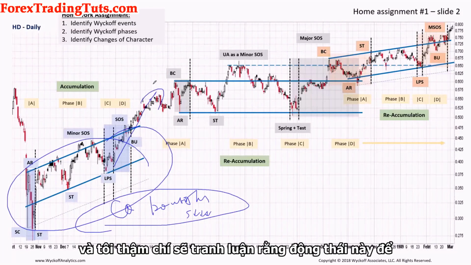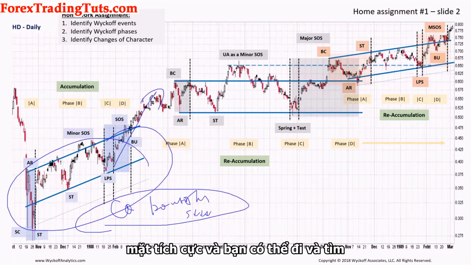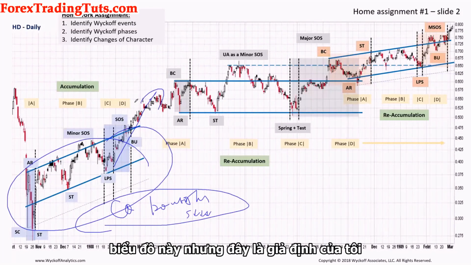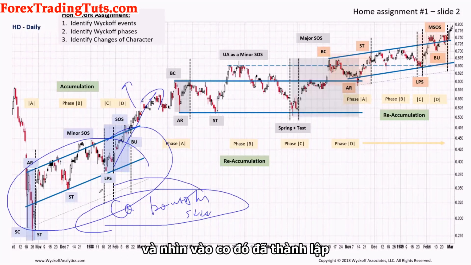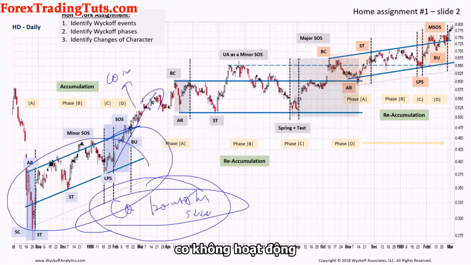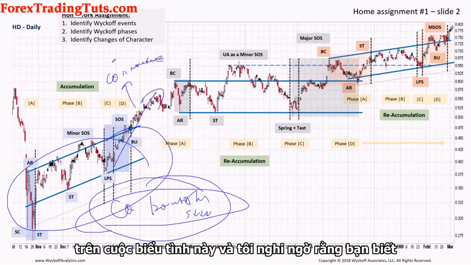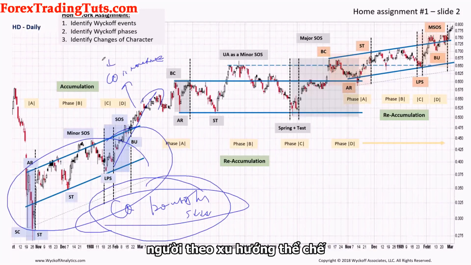And I would even argue that this move to the upside, and you could go and find this chart, but this is my assumption here, just looking at how the price moves and looking at that CO has established this position. CO is inactive on this rally. And I doubt that institutional trend following hands are also extremely active.